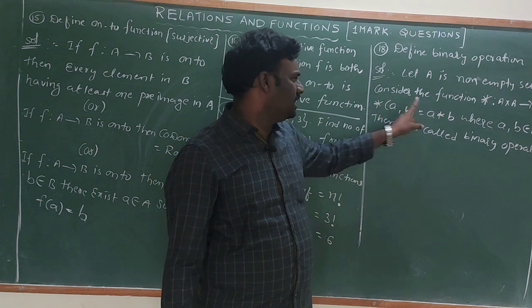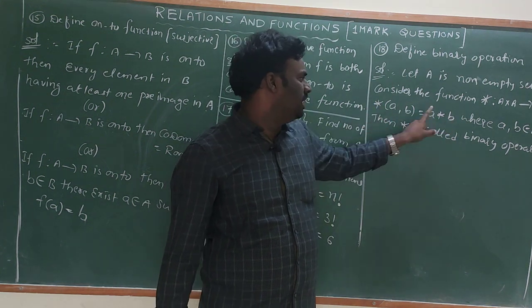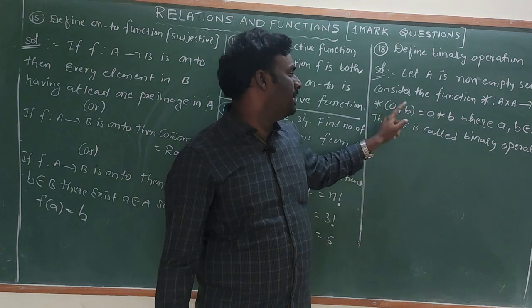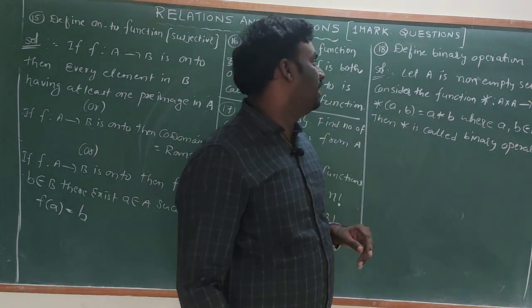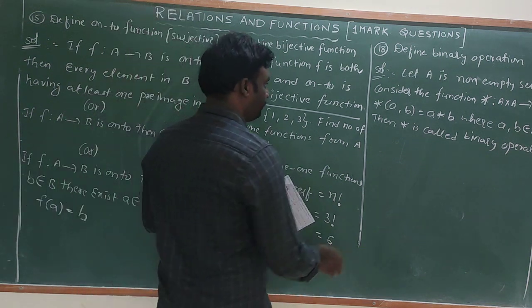If you take plus, A plus B. If you take minus, A minus B. If you take into, A into B. If you take divided by, A by B. This is a definition for binary operation.